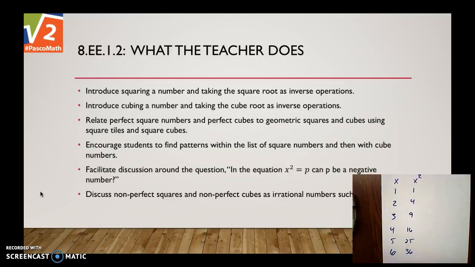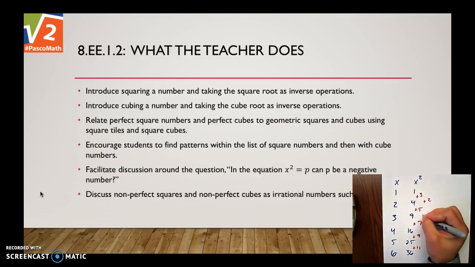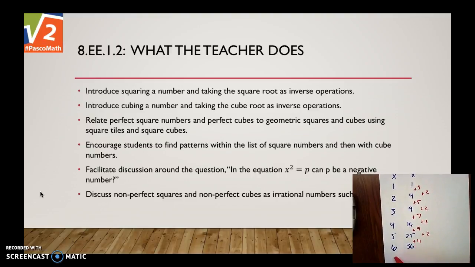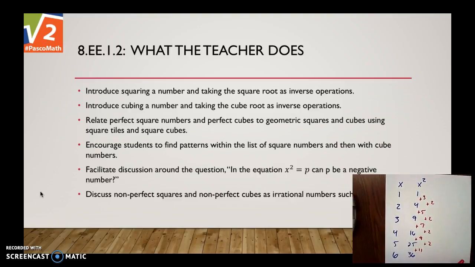Some students will see that you add 3 here, you add 5 there, you add 7 there, you add 9 there, you add 11 there. And then someone will say, well, that's just 2 more each time you go down the row. So for this one, if we actually went to 7 squared, and you couldn't remember that it was 49, but you knew what 6 squared was, we know we just add 13 to it to get to 49. So that's one way of exploring squares in that pattern.